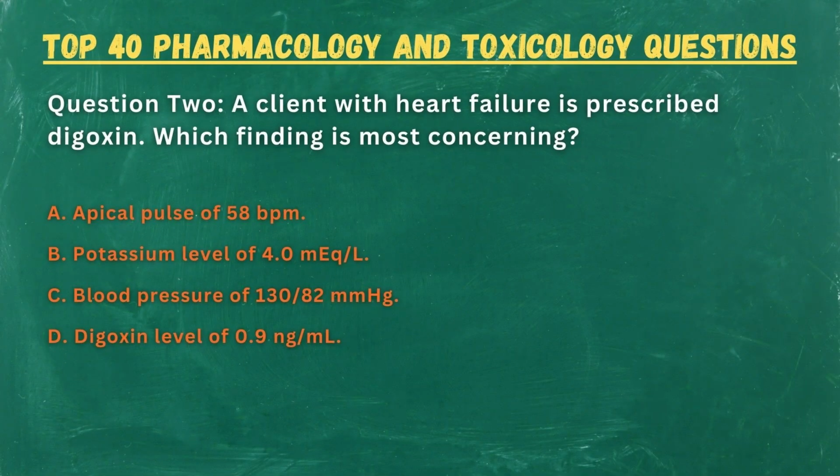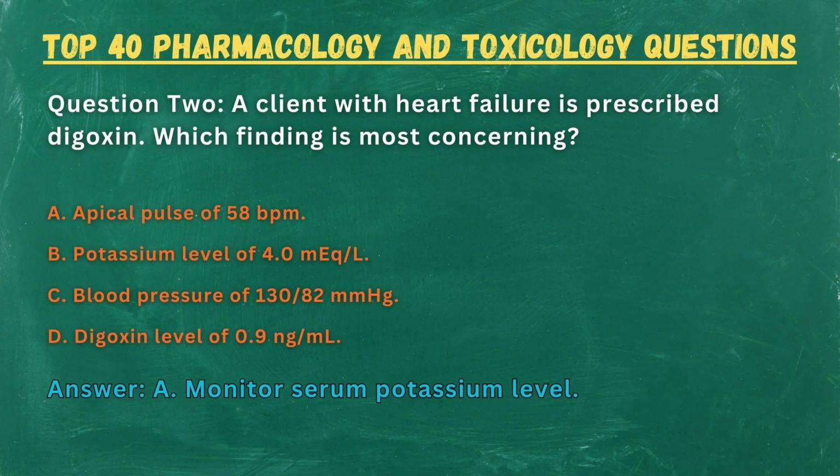Question 2. A client with heart failure is prescribed digoxin. Which finding is most concerning? A. Apical pulse of 58 BPM. B. Potassium level of 4.0 milliequivalent/L. C. Blood pressure of 130/82 mmHg. D. Digoxin level of 0.9 nanograms per milliliter. Answer. A. Apical pulse of 58 BPM.